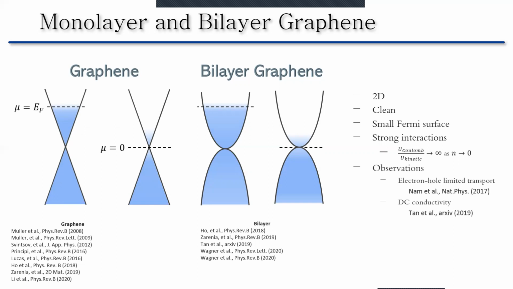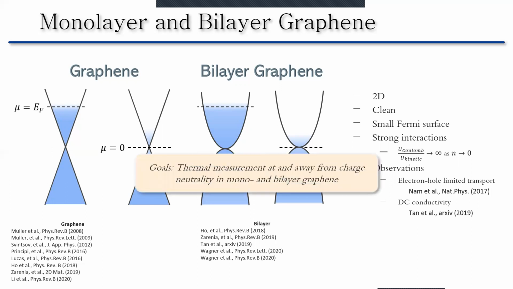And so far there have been observations of the electrical conductivity, including this electron-hole limited transport and more extensive DC conductivity measurements that came more recently. So this presents a challenge to us, which is, can we measure the thermal transport both at and away from charge neutrality in both of these systems, and see, do they live up to the expectations, and how do they compare?